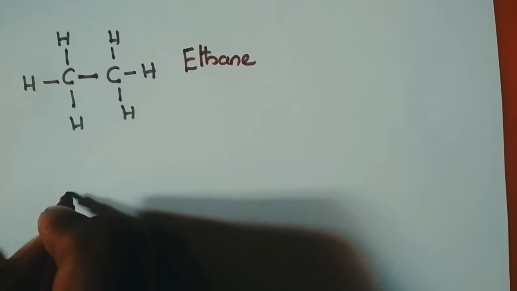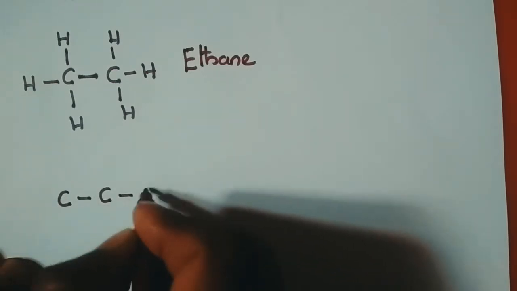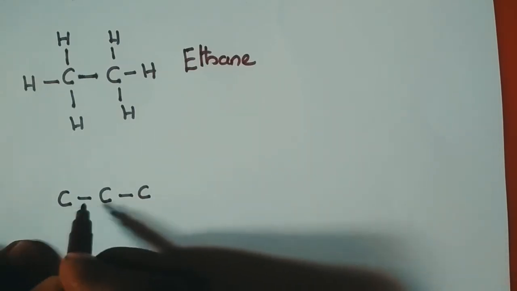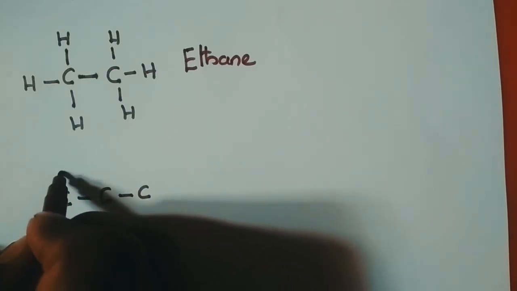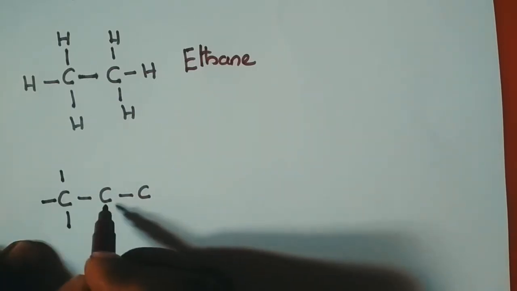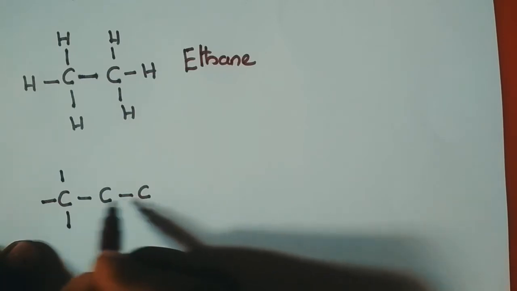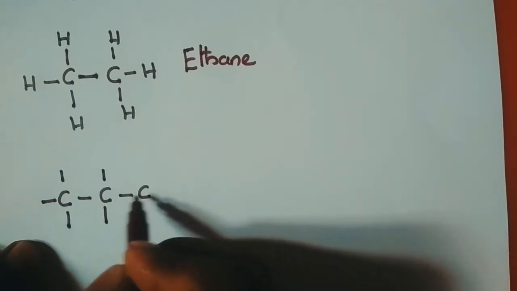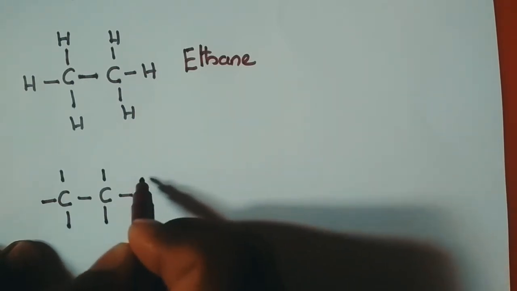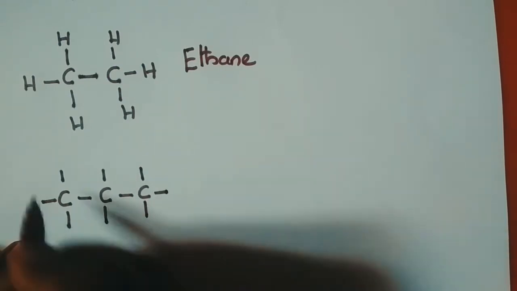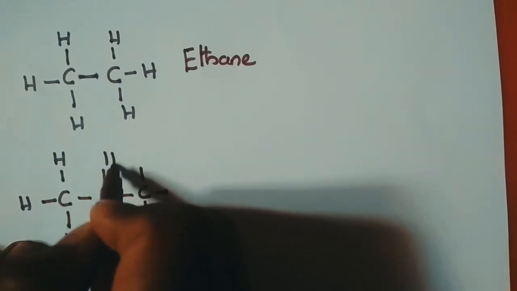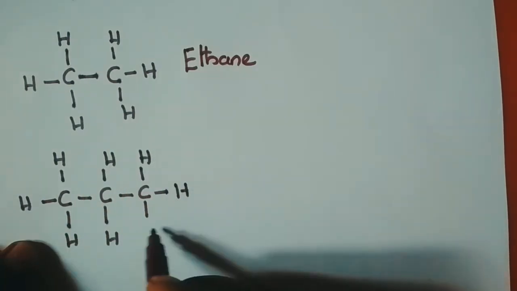Similarly, if you write a 3-carbon alkane, you write 3 carbons bonded with a single bond. Alkane means single bond. For this first carbon, already 1 bond is there. 4 minus 1 is how much? 3. You can write 3. For this second carbon, look here, there are 2 bonds already, hence 4 minus 2 is 2. You can write 2 bars for this. For this one, already 1 bond is there, 4 minus 1 is 3. You can write 3 bars. Similarly, you can write hydrogen on the bars.